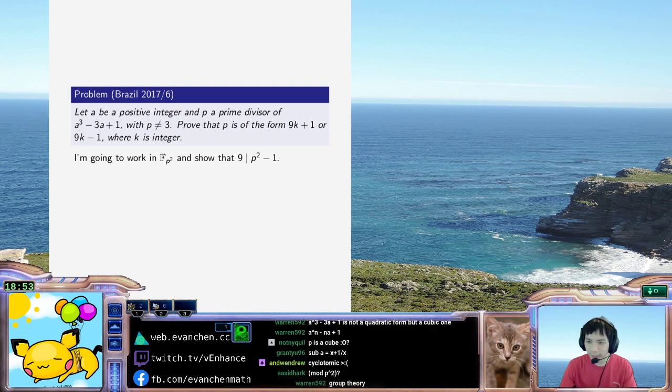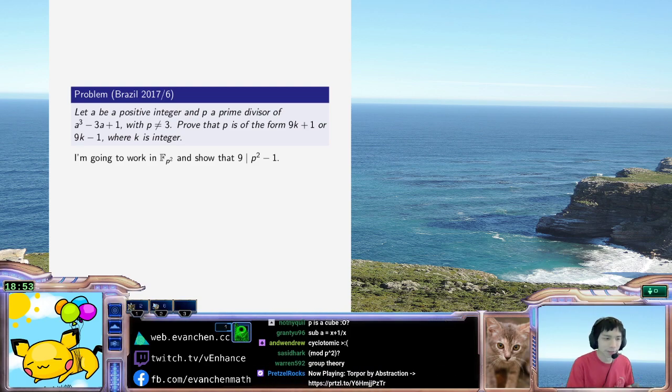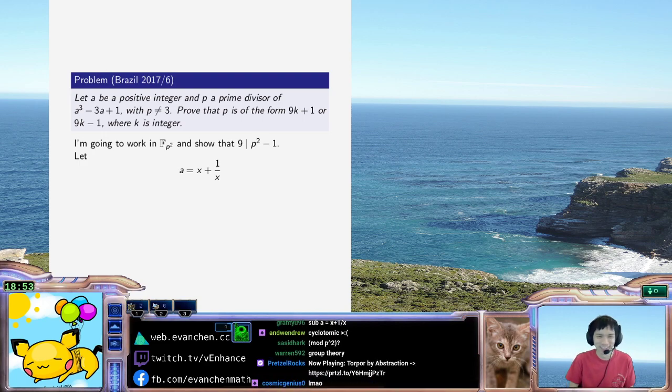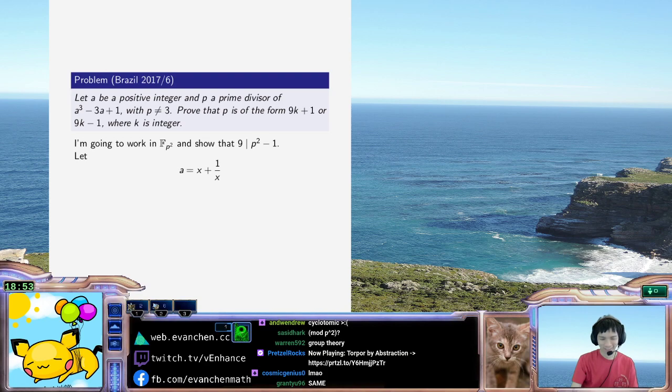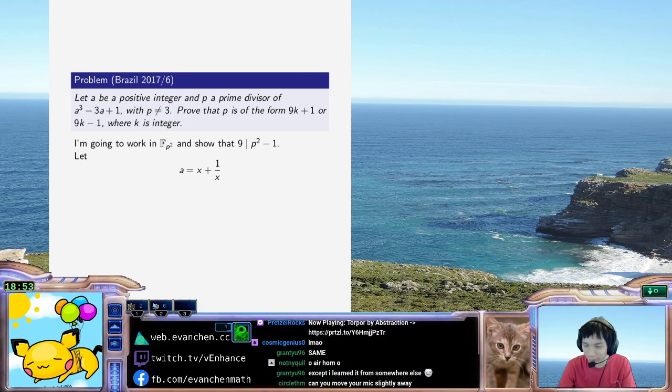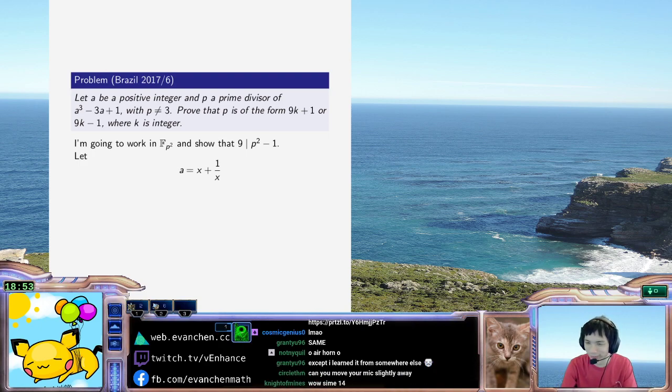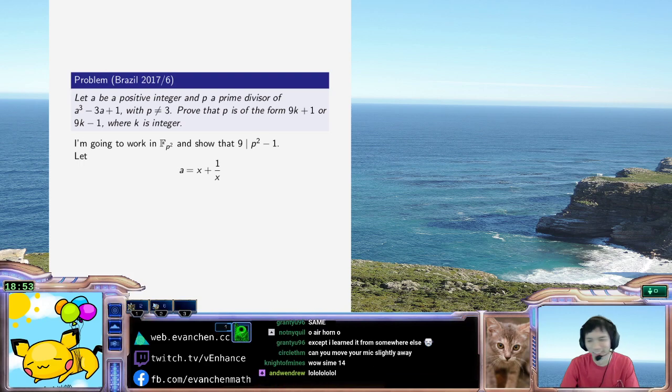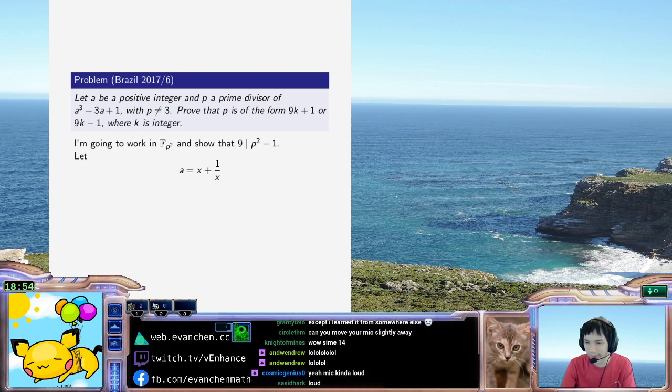So let's, as suggested, let a equal x plus 1 over x. And the reason is I learned my lesson the hard way the last stream where there was a cubic polynomial, and when you did this translation, something really happened. So let's do it. When I do the substitution, which is valid because I'm working in F_p squared, I get x plus 1 over x cubed minus 3 times x plus 1 over x plus 1. And this will equal x cubed plus x to the minus 3 plus 1.